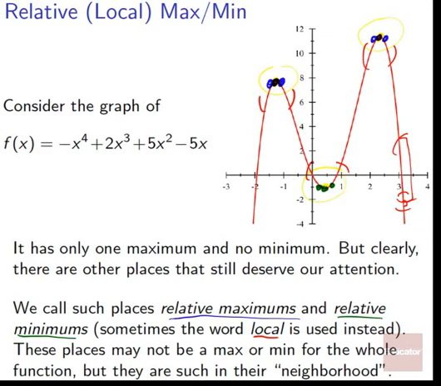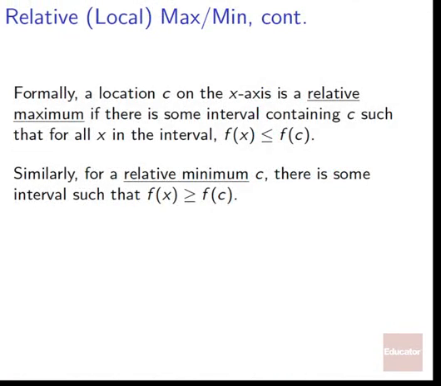Okay, so this gives us the idea of a relative maximum and relative minimum. Formally, a location c on the x-axis is a relative maximum if there is some interval, some little ball around c, that will contain c such that for all x in that interval, f of x is less than or equal to f of c.